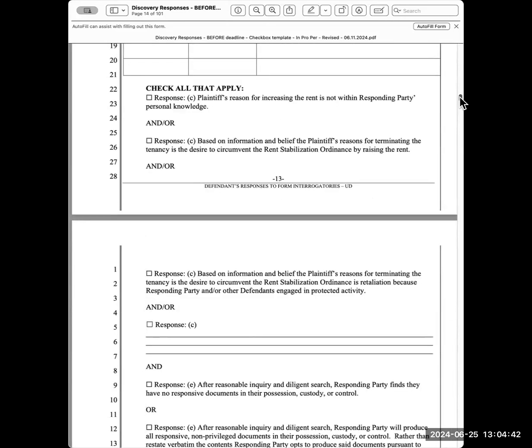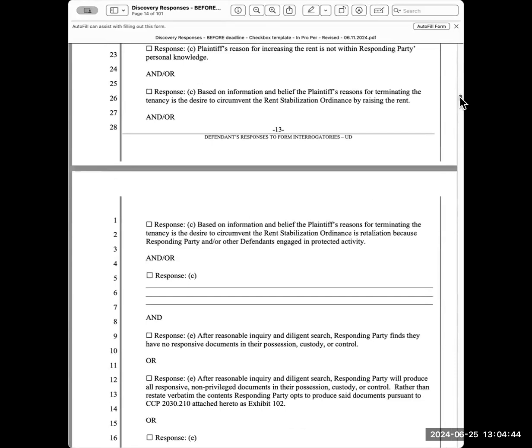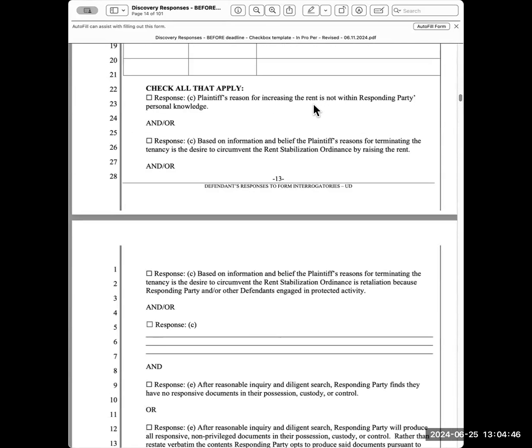And down below, you're going to check all the boxes that apply. Here, if the plaintiff's reason for increasing the rent is not within your knowledge, if you don't know what the motivation was, check here. If you believe you do know the motivation and maybe it was one of these responses, you check either here or here. Otherwise, if you know a different reason for the rent increase, you can check here and put in your response.